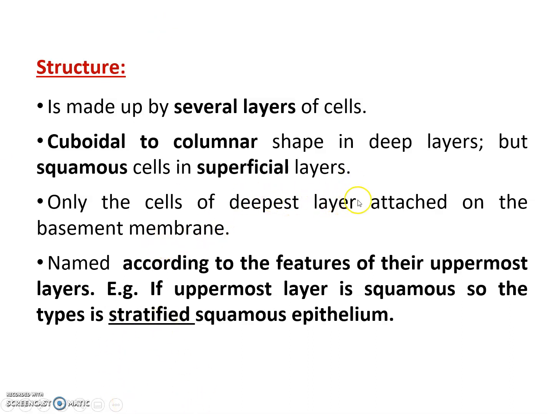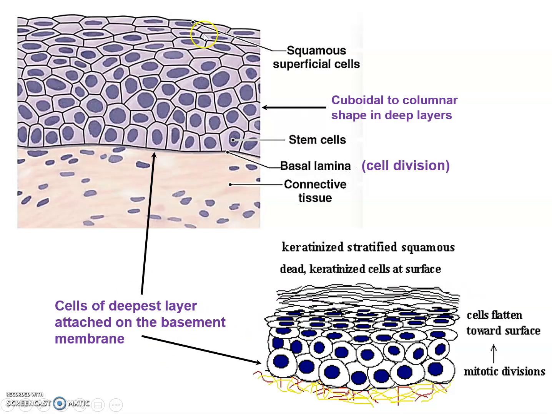Okay, so only the cells at the deepest layer attach to the basement membrane. It says here, named according to the features of their uppermost layer. So when the uppermost layer is squamous shape, you call it stratified squamous epithelium. Okay, so this is the squamous shape. The rest of it might be columnar shape, it might be cuboidal shape.